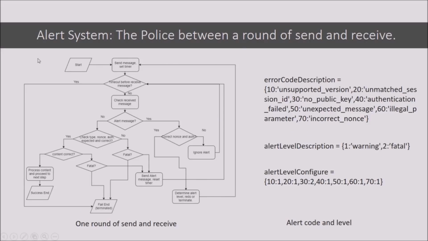This is the alert system. It shows the flowchart of a run of send and receive, what fails with timeout, and whether to send an alert when you detect the nonce is incorrect or the authentication is incorrect. What fails is fatal, then we terminate the process. If it's not fatal, we just send an alert and redo this run.